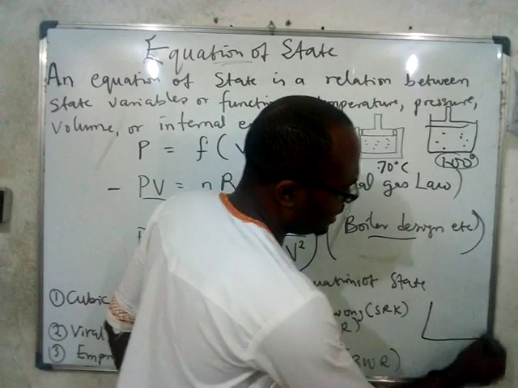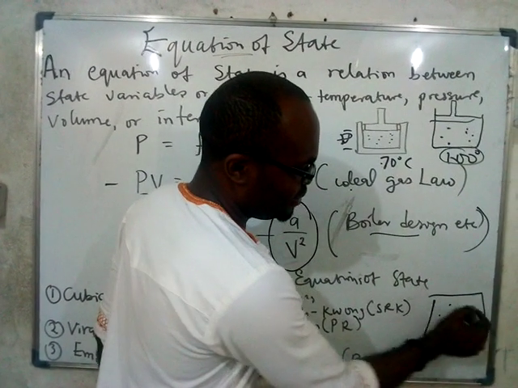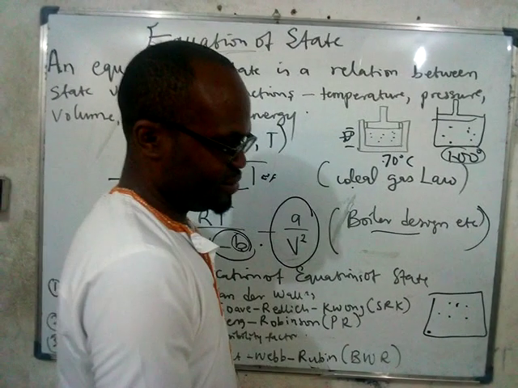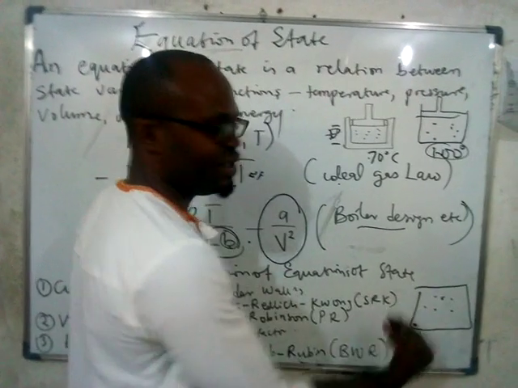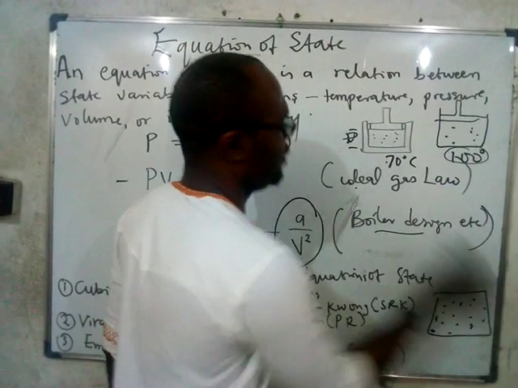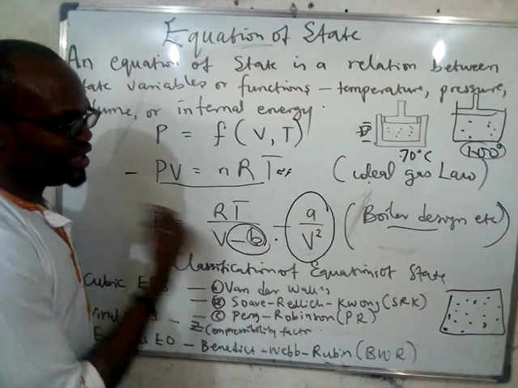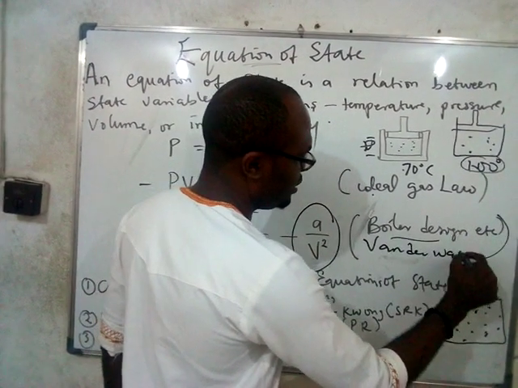There is an assumption that if this is the container, the volume of the gas, if you bring them together, it will just be here. You understand? It will be very, very small compared to the whole volume of the container. But now we believe that the volume actually takes a lot of space, and that is this B. And that is why we have this van der Waals equation.